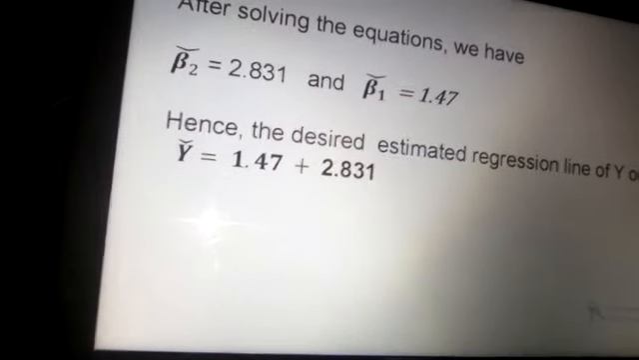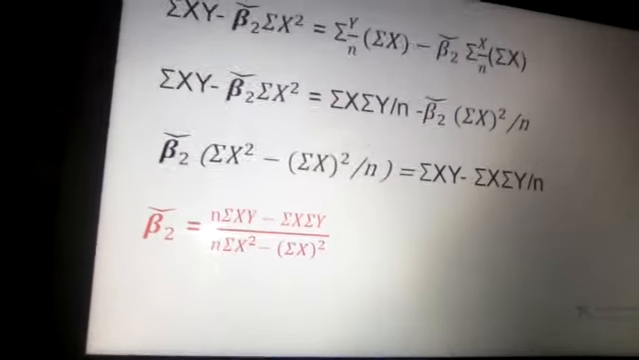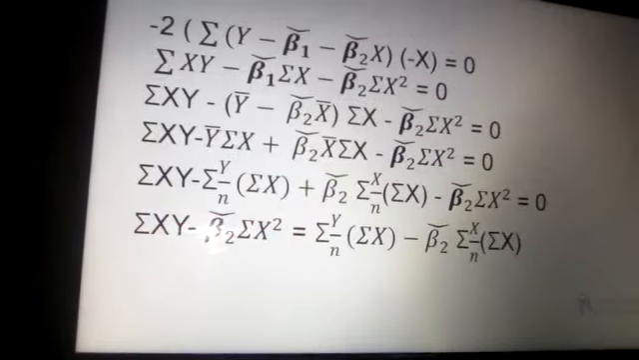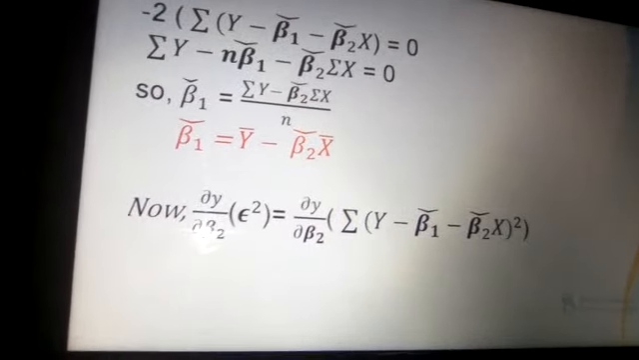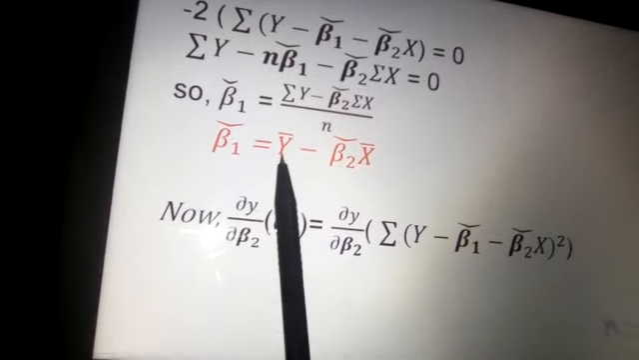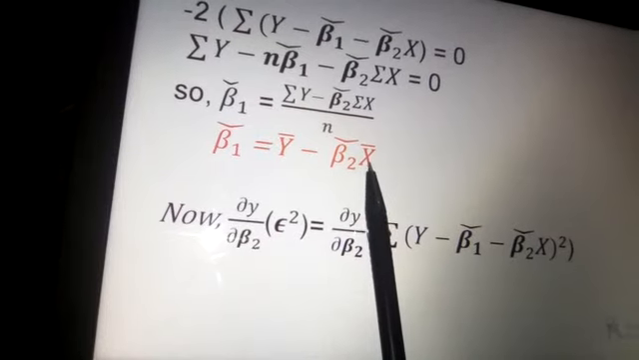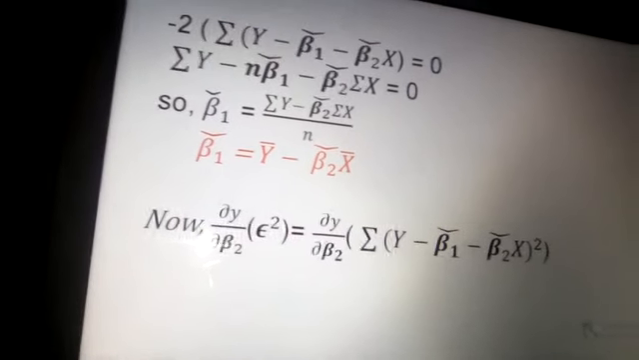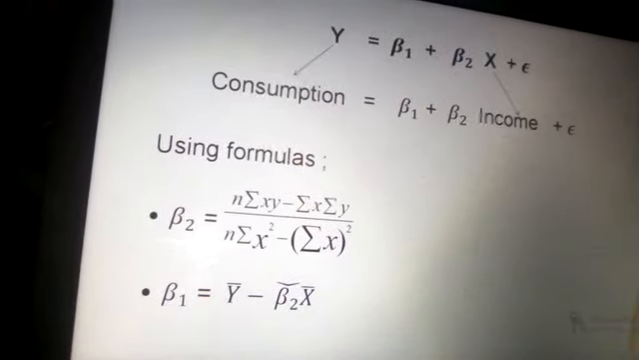Alright, so after solving the equation, we get to know that after putting the values in the equation, for this value what we actually need is the y bar, the x bar and beta 2. So it means that we need the beta 2 value first.